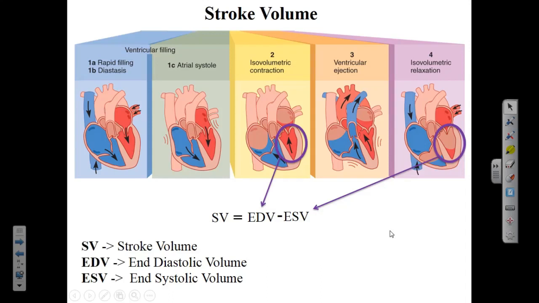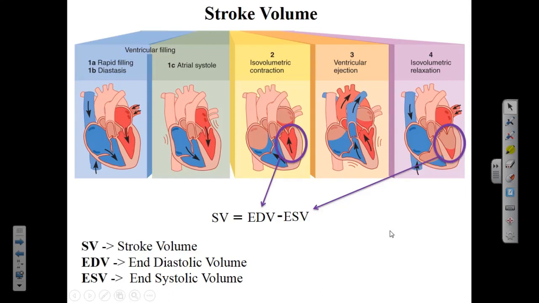So here I have end diastolic volume. So after the end of systole, I have a little bit left in the ventricles, right? A little bit of blood volume left in the ventricles. That's end systolic volume, right? The difference between the two is how much blood got ejected from the ventricles, or what we call stroke volume, right? So that's how much blood left the ventricles when the ventricles went through systole. Does that make sense to folks?